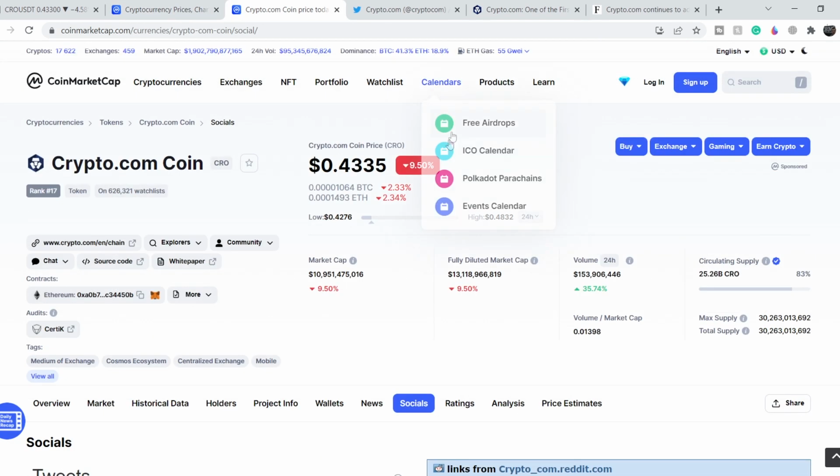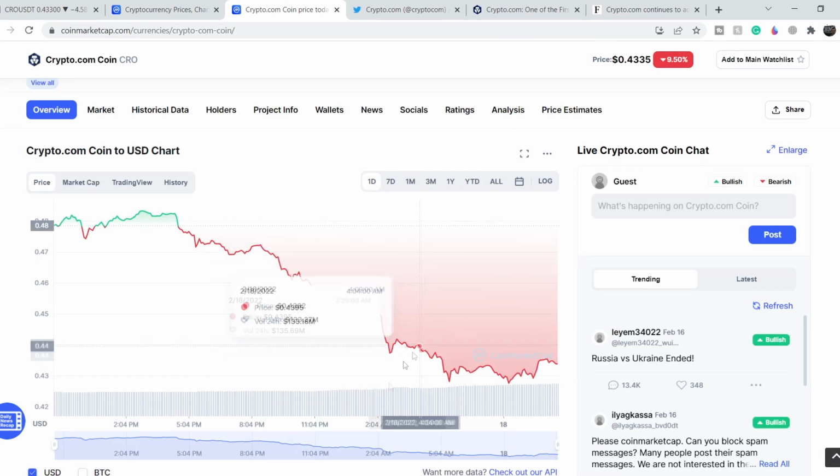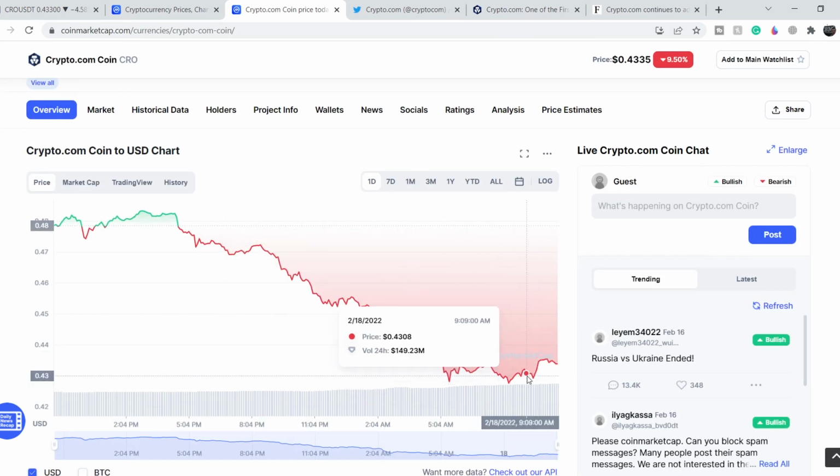And let's continue with the crypto.com coin numbers. For now it has $10.95 billion of total market cap. It is a 9.5% decrease over the last day, and the total tradable volume is $153.9 million. It is a 35.74% increase. And let me show you that this movement to the downside with increasing volume shows that potentially we might have a next leg to the downside, and that's why we have to be cautious.